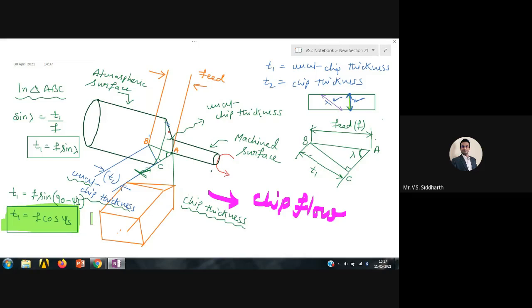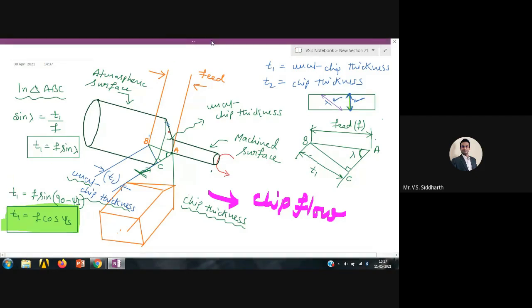Are you following? If you want me to repeat it, I will repeat it, not a problem. This is the formula. This is something that we have derived long ago.